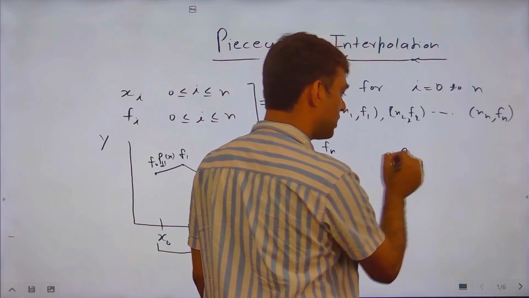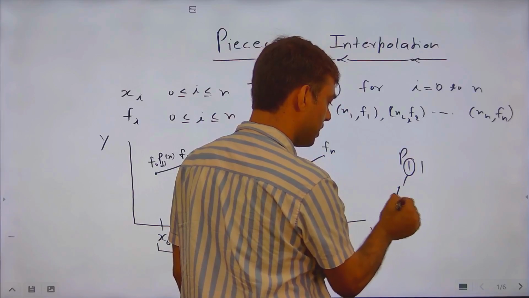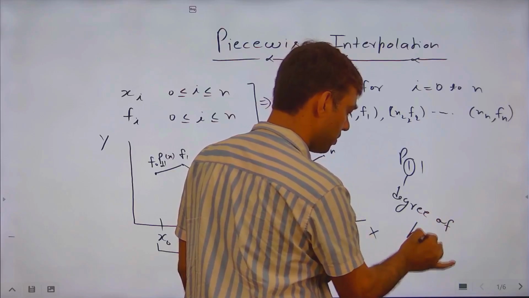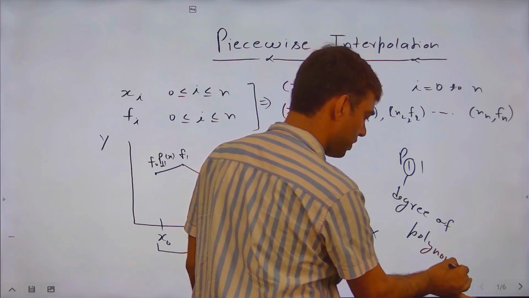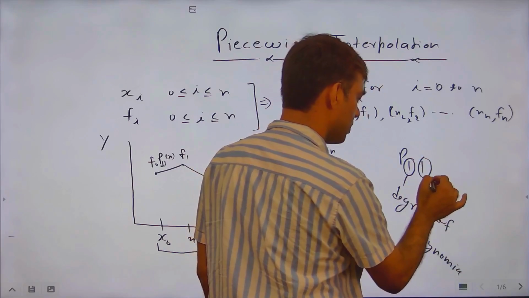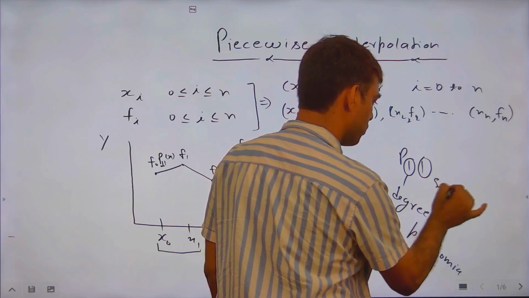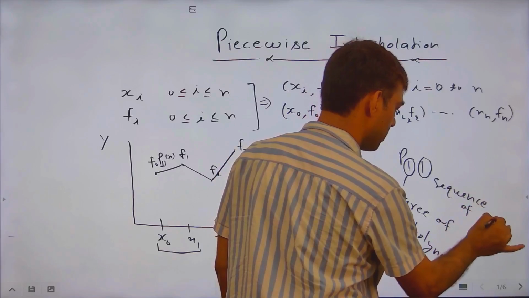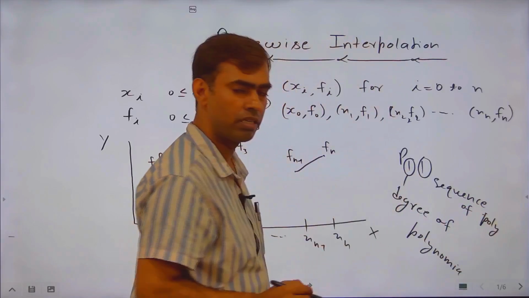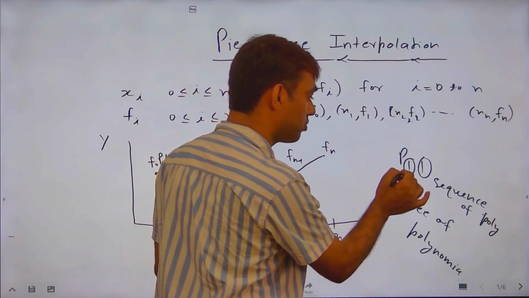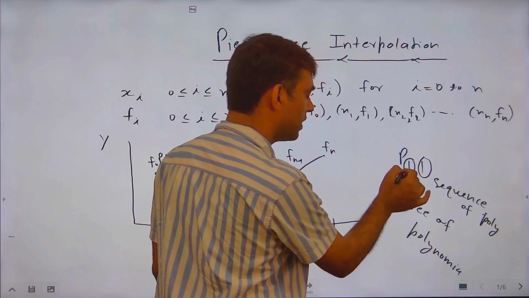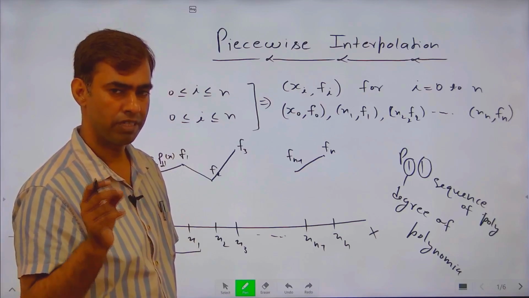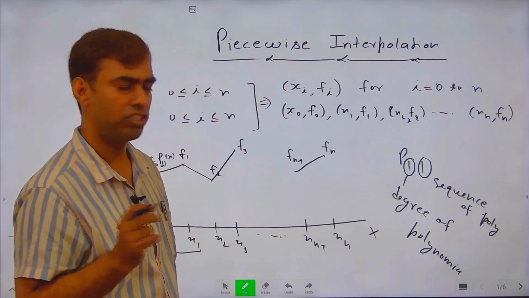This index shows the degree of a polynomial, and this index shows the sequence of a polynomial. So if we write p11, the degree of 1 means we are going to fit a polynomial of degree 1, and the second 1 means this is the first polynomial that fits the first two data points, x0 to x1.